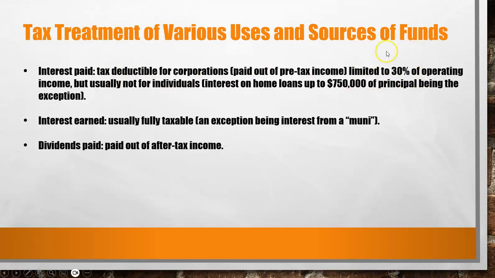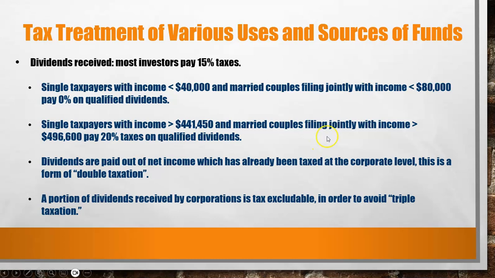If you borrow money personally, you can write some of it off. Businesses generally don't. And this is dividends. Most of the time you pay 15% on dividends, but it depends. Hire a tax attorney once you start getting into this stuff.